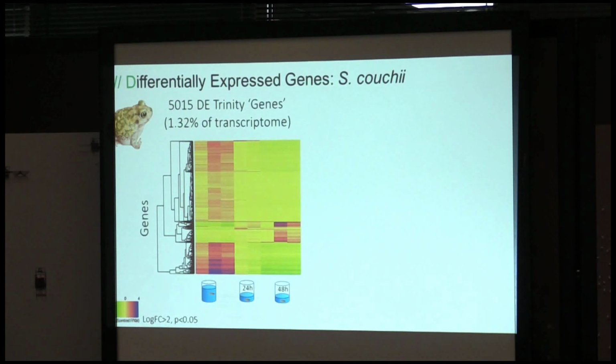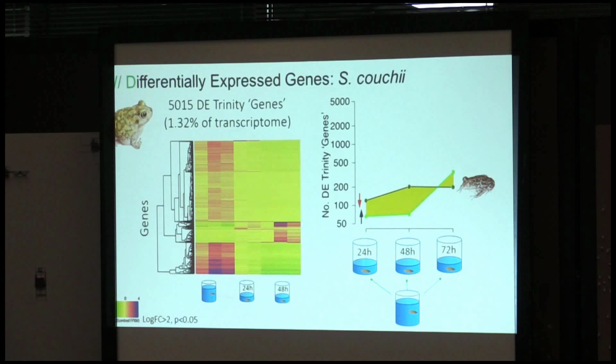So now we can switch over to the less plastic species, Scaphiopus couchii. Again, the same matrix I showed you earlier. What I want you to focus on here is the insane number of differentially expressed genes. We've got about 4 times the number of differentially expressed genes as in the plastic species. And curiously, the matrix is also a lot cleaner.